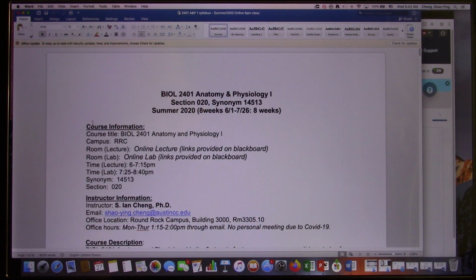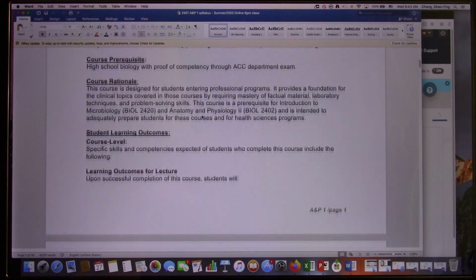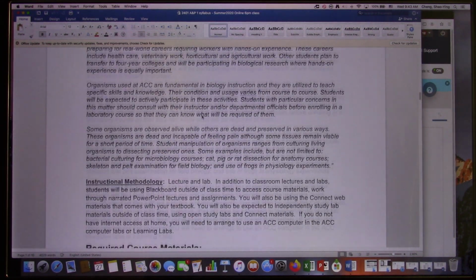And the syllabus looks like this. I'll leave most of it to you, and you have to go through it and know my class policy. My email, the best way to contact me is through email, and so far a lot of you have emailed me already. This class is designed for the lecture time and the lab time, from 6 to 9 p.m.